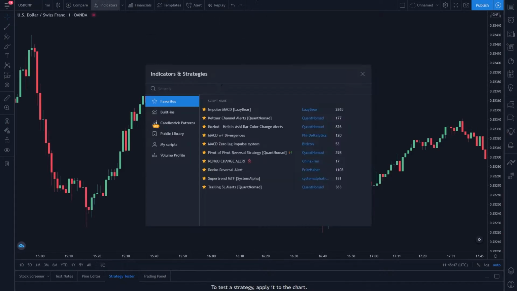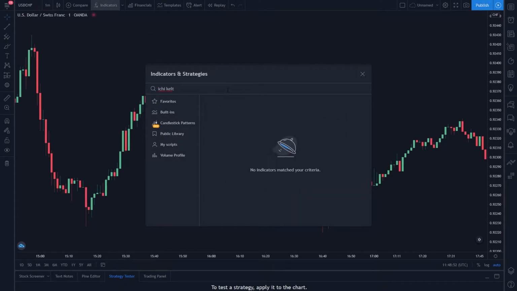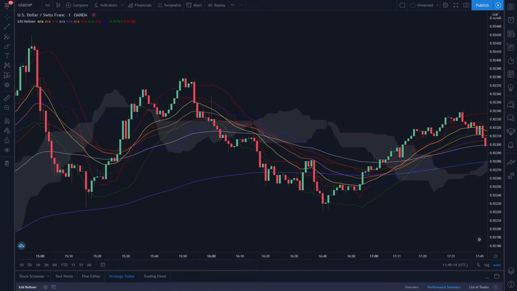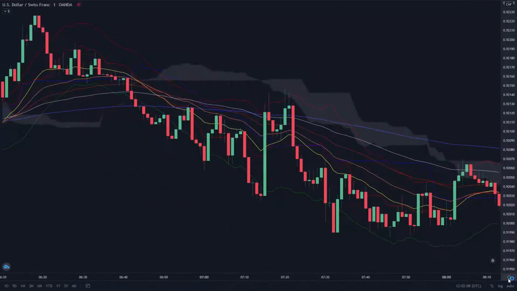So if you open Tradingview, you would want to choose this one, IchiKeltner. I will also leave the link to the indicator in the description below. Alright, so first of all, do not let the looks of the indicator scare you away. The indicator may seem messy and complicated, but it's actually very simple.